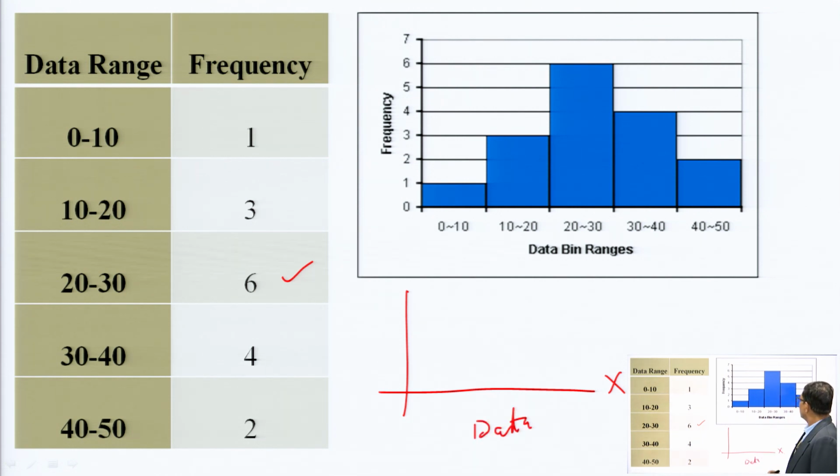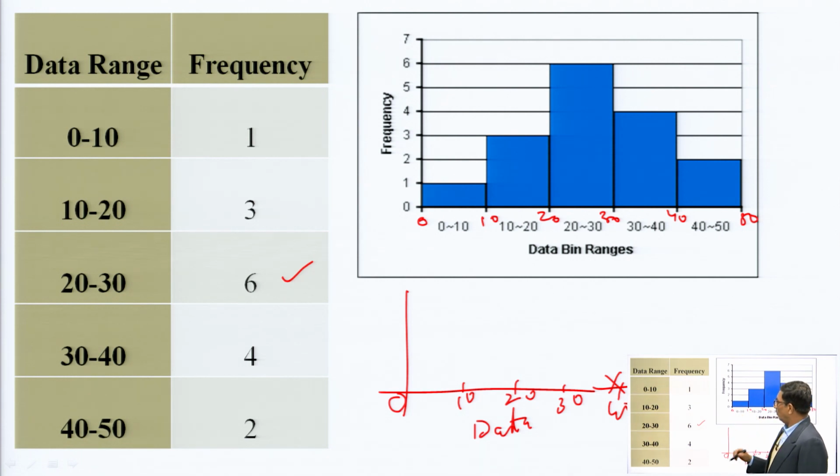Data bins is the variable, and the data bin range is 0 to 10, 10 to 20. As you know, here is origin. So, this is 0. Now, this first point is 10, next is 20, next is 30 and next is 40 and so on. So, this is 0, 10, 20, 30, 40 and 50. The frequency goes from 1 to 6.